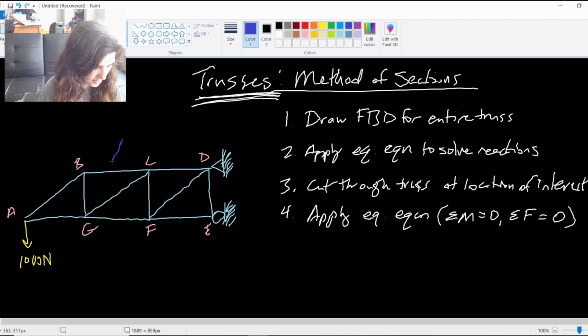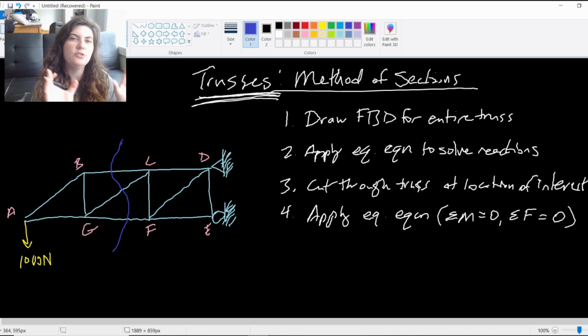by slicing through it and making it into these kind of two separate trusses so that we can analyze the forces through these members. If we cut directly through these members, we can look at the forces within each member.